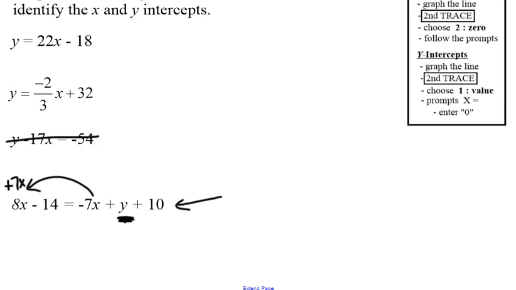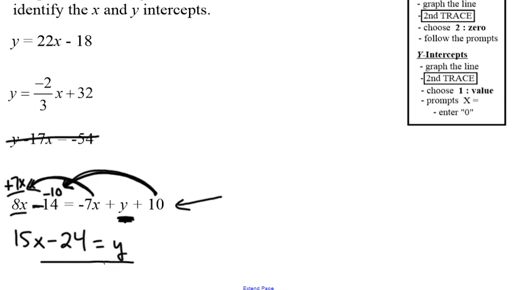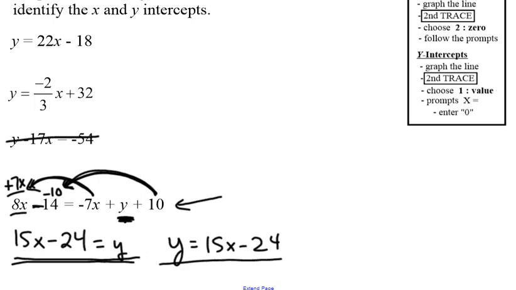I need to take my positive 10 and move it to the left side. And a positive 10, when it changes sides, becomes a negative 10. So moving the 7x over, I get 15x. Moving the 10 over, negative 14 and negative 10 is negative 24, equal to y. There's the slope-intercept form we would need to use because we have to have an isolated y.